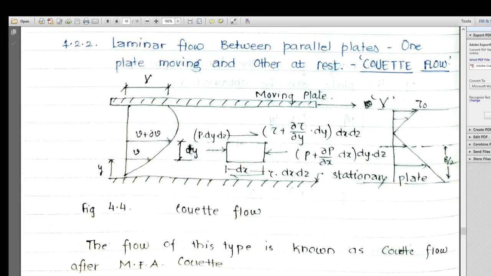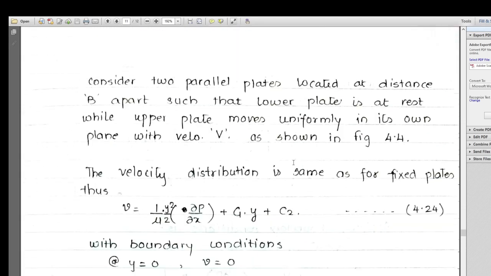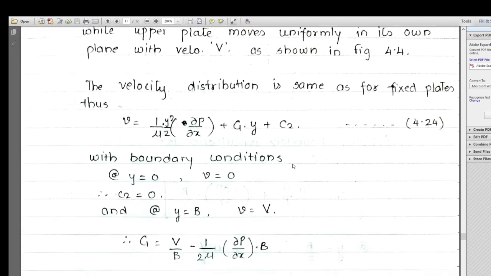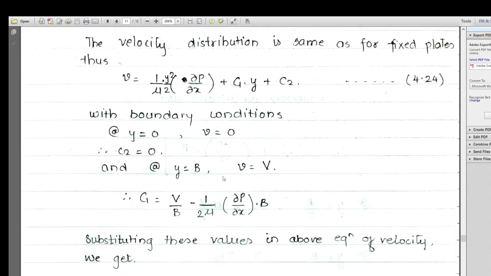See, here y is 0 and velocity is also 0, but when y is b, the velocity is some velocity V. So substituting that, we will get the value of C1 as V/b minus 1/(2μ) ∂p/∂x times b. Substituting this value of C1 in the velocity distribution, u = 1/μ (y²/2 ∂p/∂x + C1 y + C2).